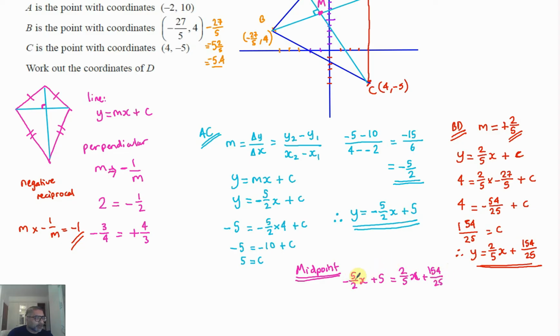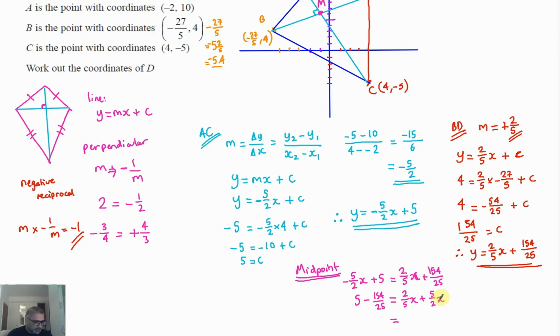So here I would add 5 over 2 x to both sides and subtract that. So 2/5 x plus 5 over 2 x. So adding that to both sides. Subtract 154 over 25 from both sides. I've already got 5, so it'll be 5 minus 154 over 25. So 2/5 plus 5 over 2.